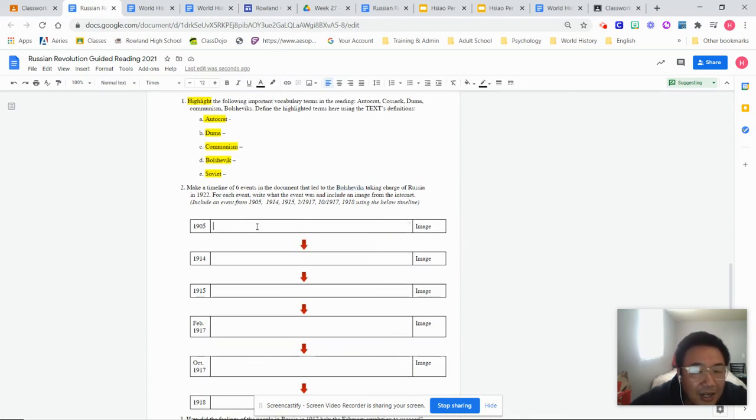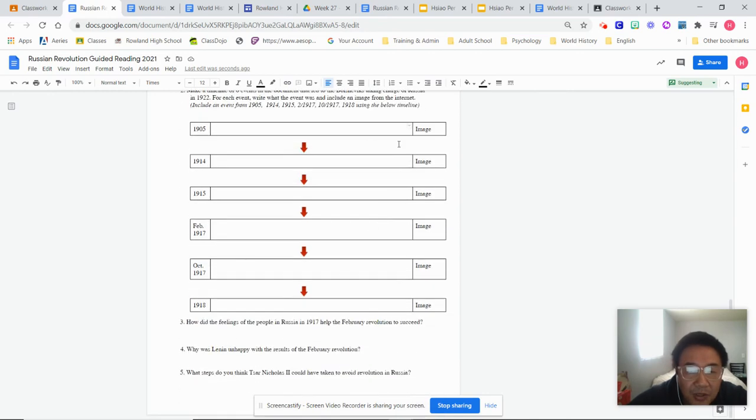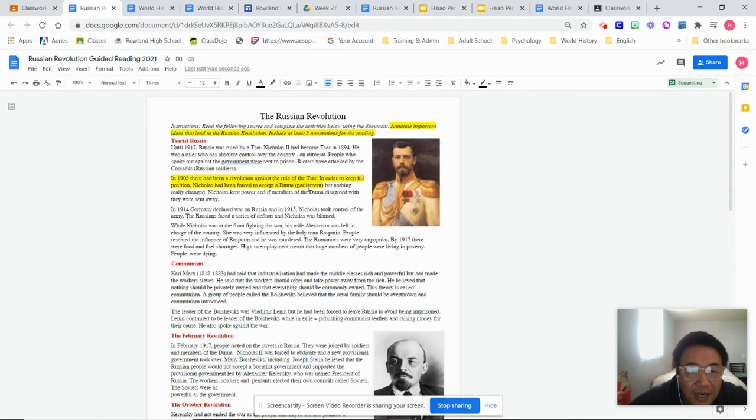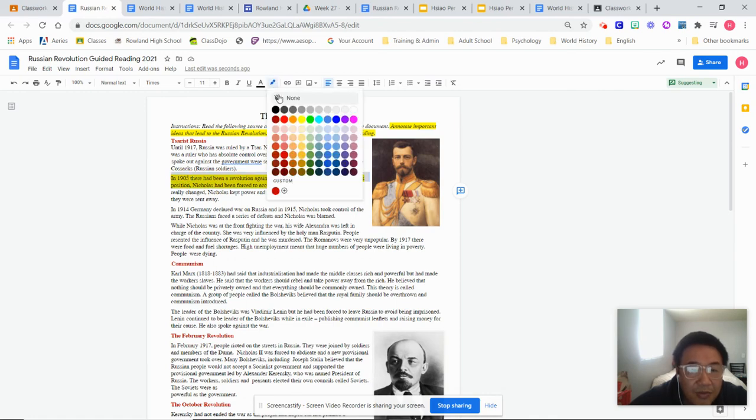Think about why the Duma would lead to the Bolsheviks taking charge. It was really because the Duma themselves were doomed. A little joke there. But just think about how that is important. Put that in there and think about an image, because what happened in 1905? This happened in 1905. Why do you think that's important to the Bolsheviks taking over? You have to read the whole thing before you figure that one out.